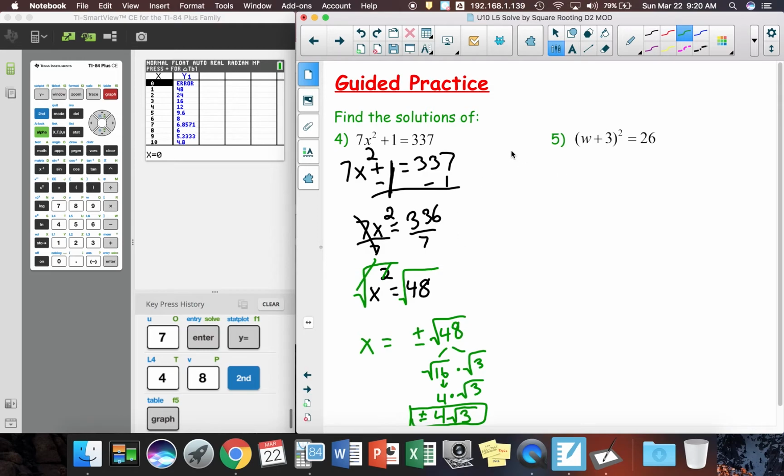Alright, and we'll try one more problem. Oh, that's a beautiful line. Okay, so we have w plus 3 squared equals 26. Again, pause the video. You can try this one out on your own. It's very similar to the last couple that we did.